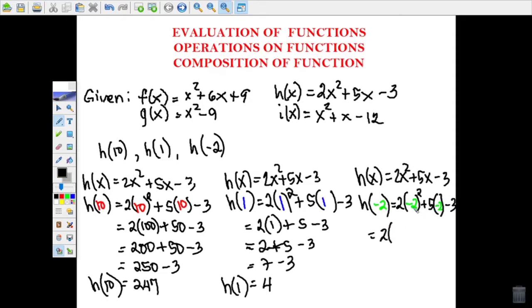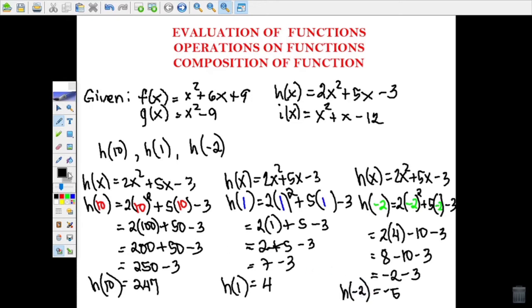2 times, what is negative 2 squared? That is 4. Then 5 times negative 2 is negative 10. Then minus 3. Copy minus 3. Then simplify furthermore. 2 times 4 is 8, minus 10, minus 3. 8 minus 10 is negative 2, minus 3. Negative 2 minus 3 is negative 5. So therefore, the value of h of negative 2 is negative 5.